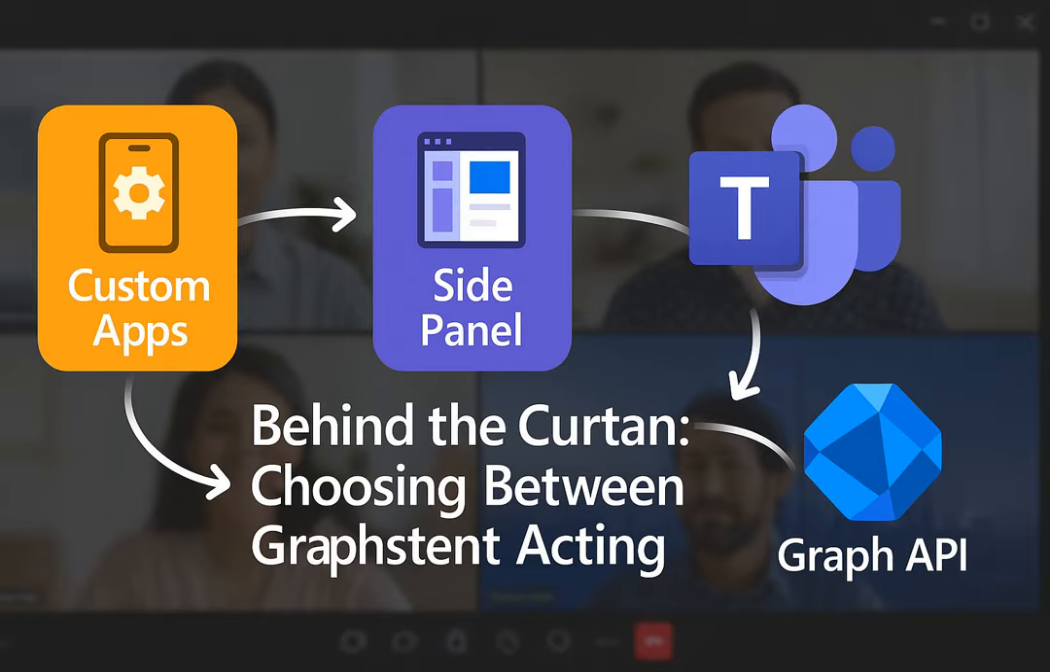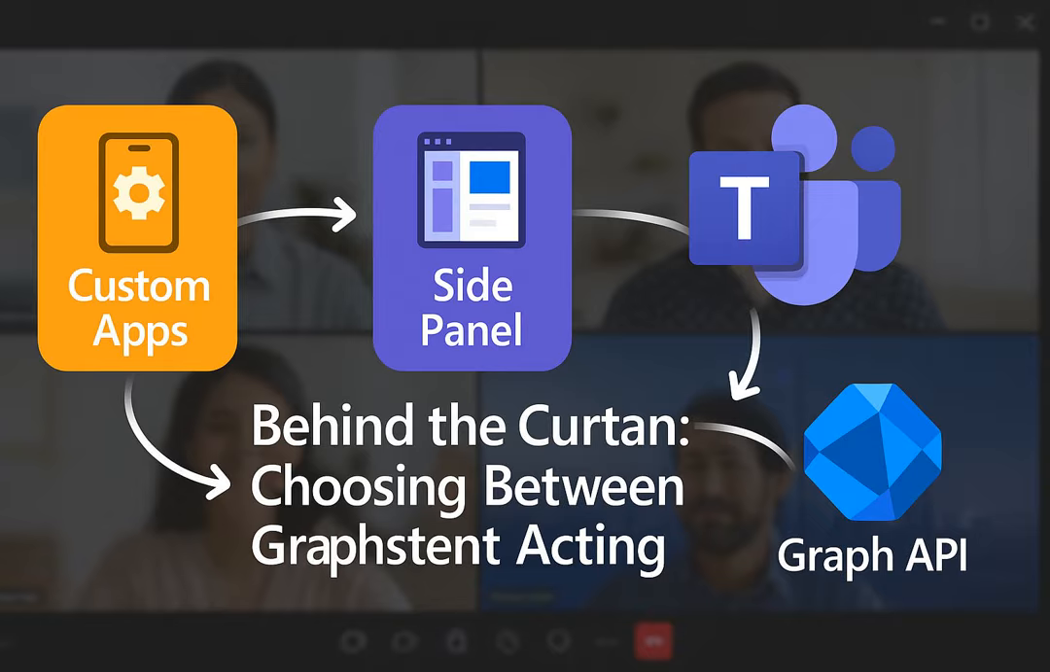Picture this. During a project status meeting, instead of juggling between Teams and your browser, the project tracker sits as a dedicated meeting tab. Everyone sees updates in real time. No one has to dig through links, and changes stick as soon as they're made. That's custom apps doing their job.